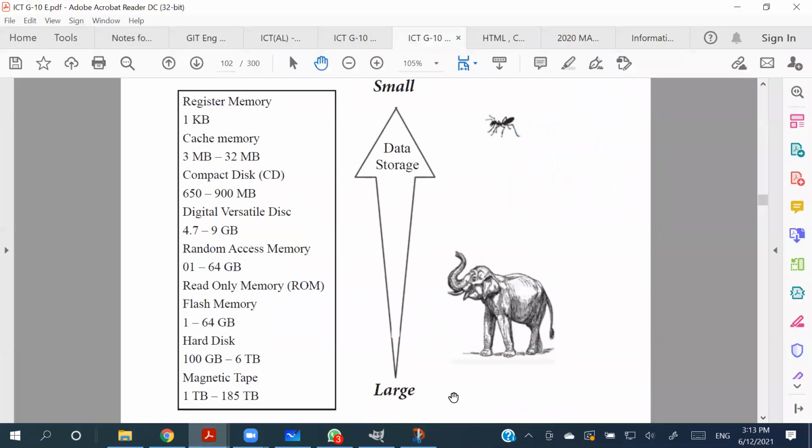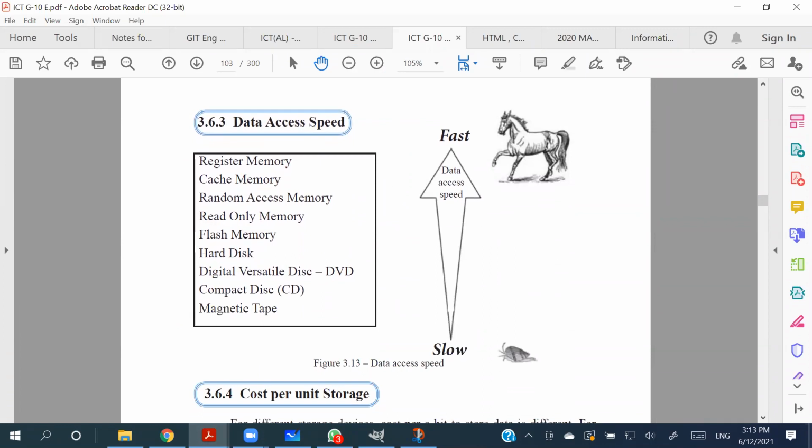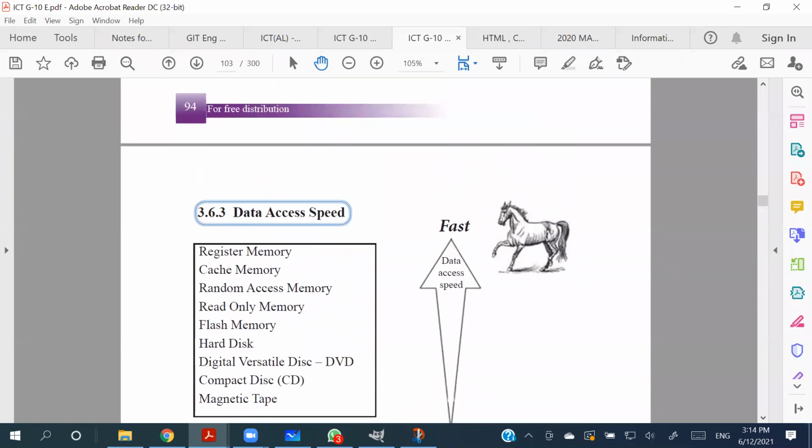And your book has given a nice comparison of the data access speed of these, right? So register memory is the fastest one. Cache memory is a little bit slower. Random access memory is slower than the cache. Likewise, read-only memory, flash memory. So who is the slowest? The magnetic tape is the slowest one, right? We can think about this logically, can't we? Because register memory is inside the CPU, and the CPU is the fastest one in the computer, right?